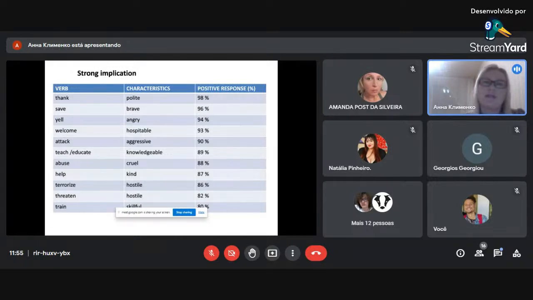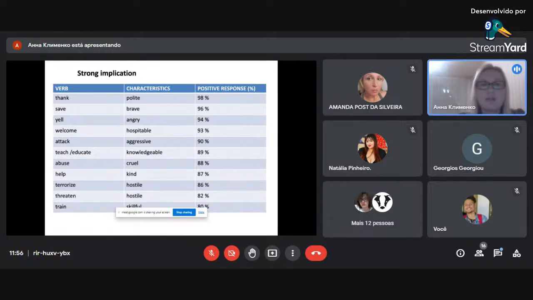We have proved that the verb predicate could activate knowledge about the person's characteristics, but mainly the strong implication is revealed in the verb and characteristic pairs that are connected with already set social cultural codes of behavior that are common in native culture and in foreign culture, like think, polite, or like help, kind, and so on. So we have a similar concept of welcome, hospitable. Also, strong implication is observed in some negative characteristics with destructive verbs like attack, aggressive, or abuse, cruel, or terrorize, hostile.